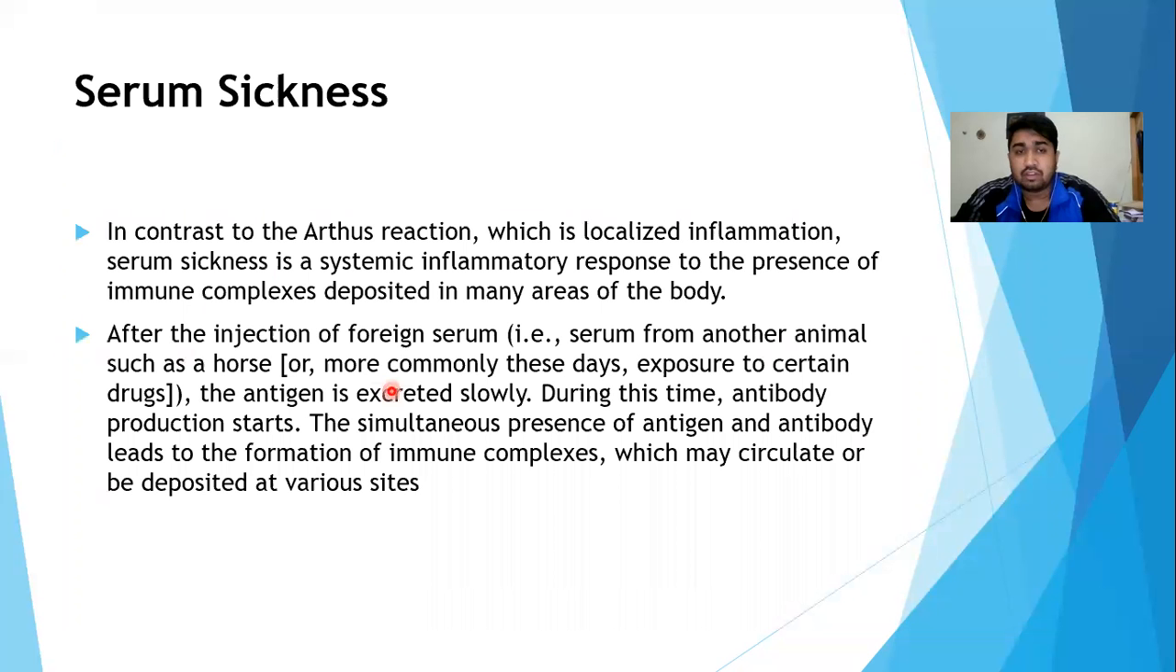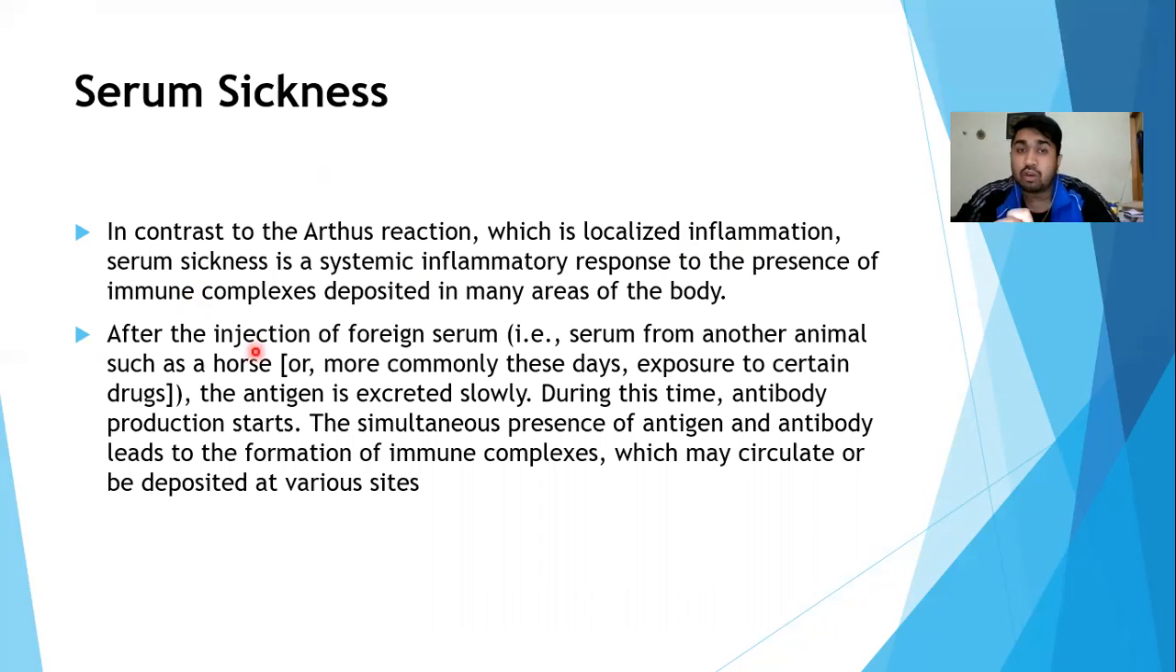Now the serum sickness. In contrast to the Arthus reaction, serum sickness will be generalized inflammation. Here it will be a systemic inflammatory response. But in the Arthus reaction, there is localized inflammation. But in serum sickness, there will be a systemic inflammatory response. That means throughout the body, it may cause symptoms, and that means the immune complex may deposit throughout the body.